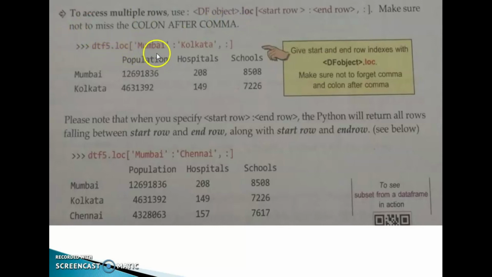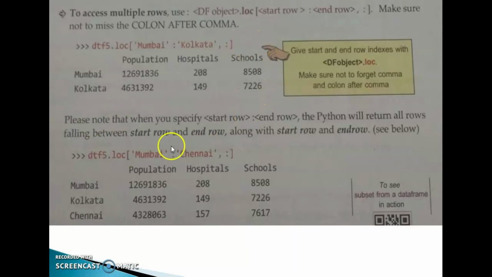Then DTF5.LOC within the square bracket Mumbai, colon, Kolkata, comma, colon. Then more than one row we can access from that data frame object. Mumbai row and Kolkata row we can identify by using this syntax. DTF5.LOC within the square bracket we can specify Mumbai, colon, Kolkata, comma, colon. Clear?